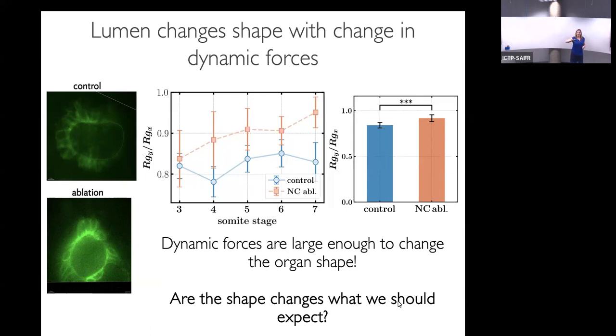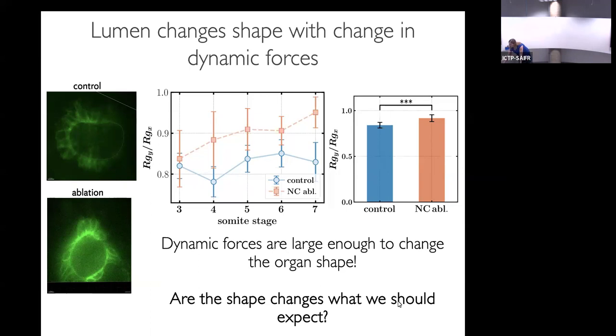And for us, that's really nice because this perturbation, and we've done some control experiments too, is only changing the velocity of this organ through the tissue because it's a mechanical perturbation. It's not a biochemical perturbation. And so for us, this is really exciting because it suggests that the dynamic forces are large enough to change the organ shape. We slow it down, we change the organ shape in the way that we expect.